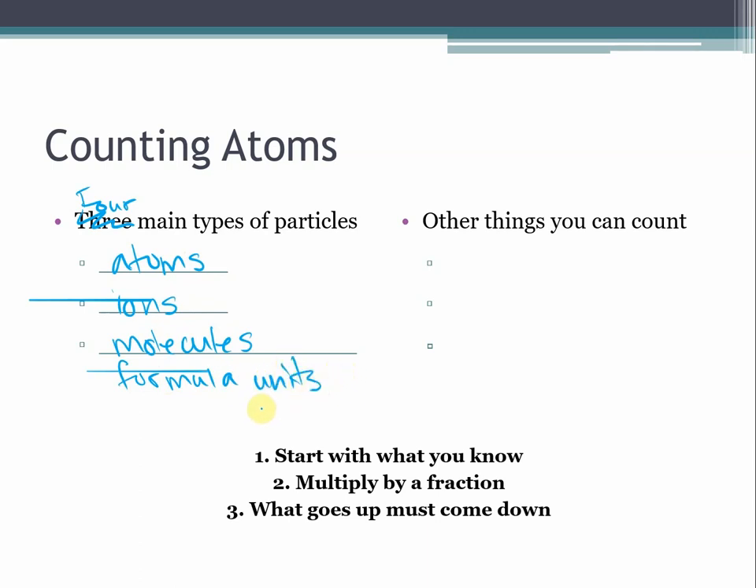But there are plenty of other things you can count. In these notes, we're going to count protons. You could count puppies. You can count books. Anything you can count, you can use a mole for. If you could talk about it in dozens, you can talk about it in moles. So, as we use these conversion factors, the same rules we've always learned are still going to apply. Start with what you know. Multiply by a fraction. What goes up must come down.